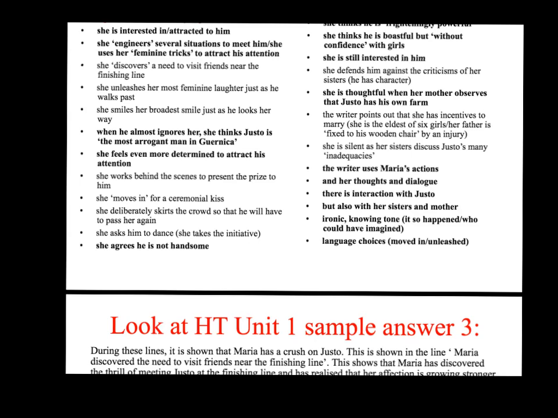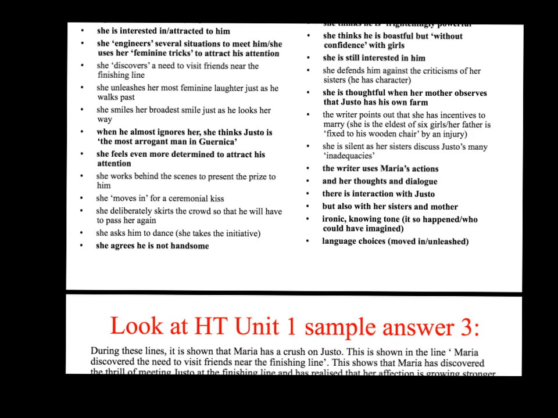She works behind the scenes to present the prize to him. She moves in for a ceremonial kiss, and she deliberately skirts the crowd so that he will have to pass her again. She also asks him to dance, so she takes the initiative, and she does agree that he's not handsome. So if we're focusing then on the how, she thinks he's boastful but without confidence with girls. She is still interested in him. She defends him against the criticism of her sisters. He has character. She is thoughtful when her mother observes that Justo has his own farm. And the writer does point out that she has incentives to marry.